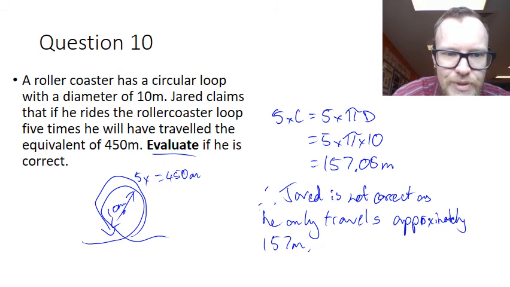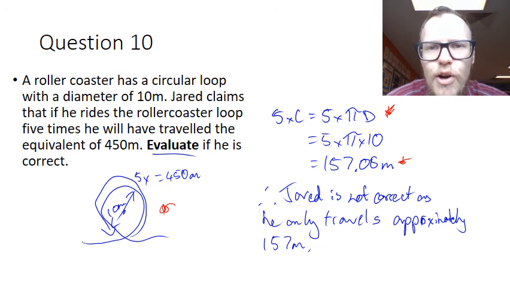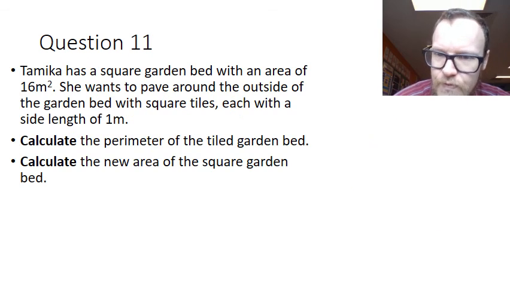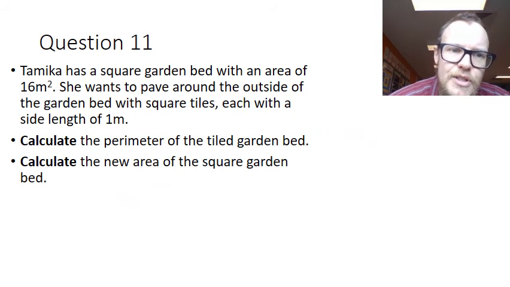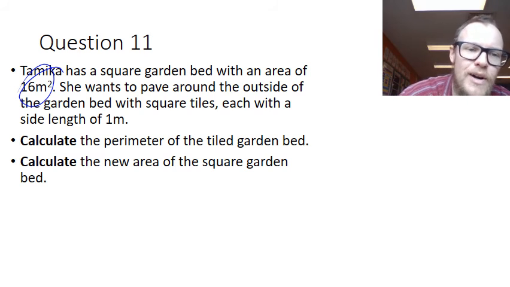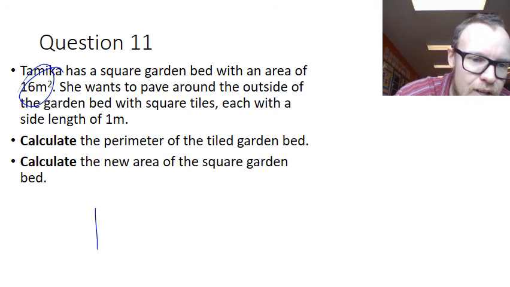So remember those steps: draw a diagram, write a mathematical statement, solve the statement by substituting in, and answer in words. Question 11, Tamika has a square garden bed with an area of 16 square metres. She wants to pave around the outside of the garden bed with square tiles, each with a side length of 1 metre. So let's draw our diagram.